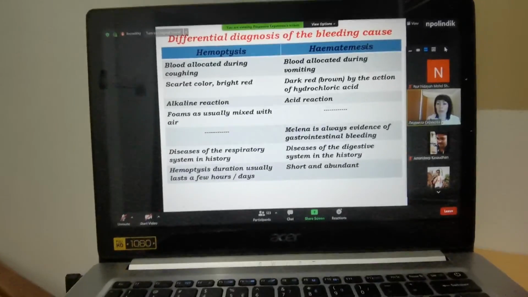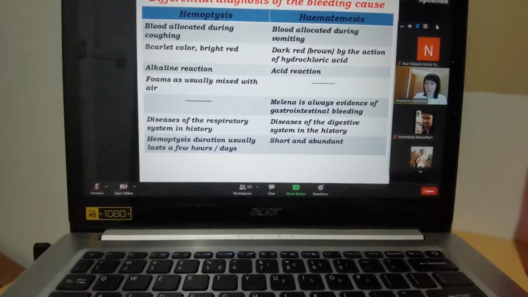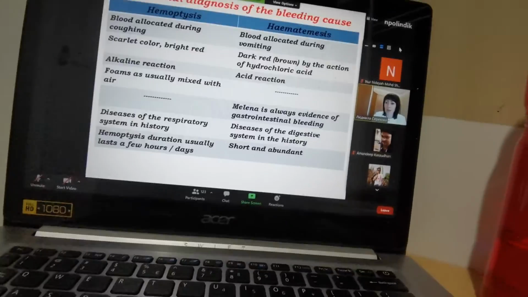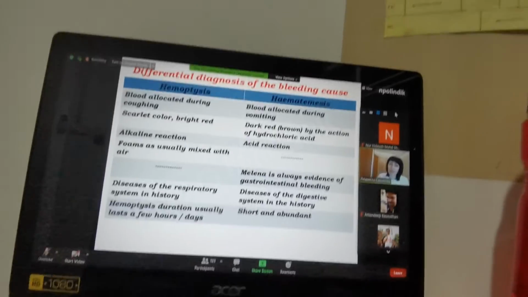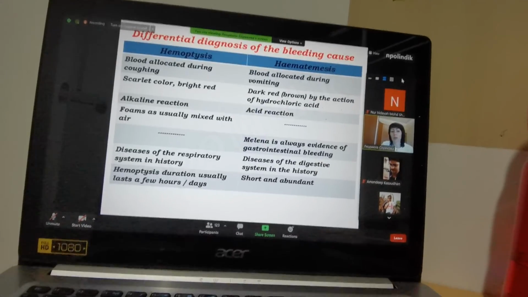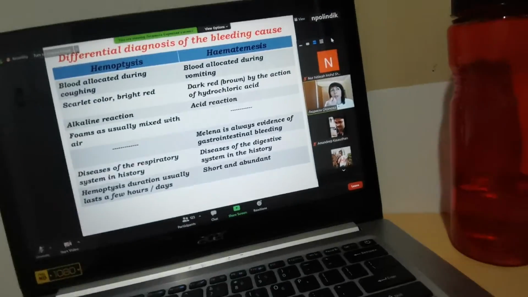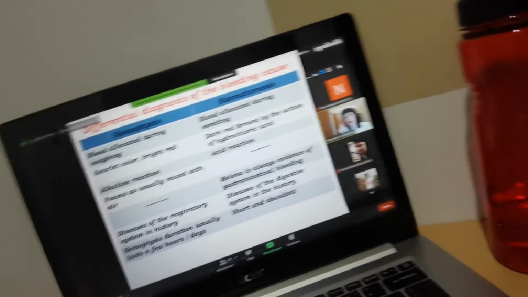Which may be bright red. After that, I think you know, in the stomach we have hydrochloric acid. What reaction? The reaction is acidic. In the respiratory tract, it is an alkaline reaction. And I said before that sputum usually forms foam, and that foam can contain bubbles of air.